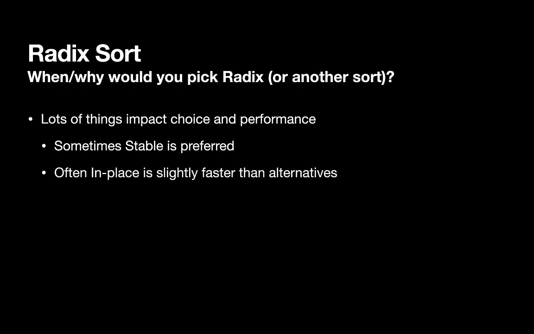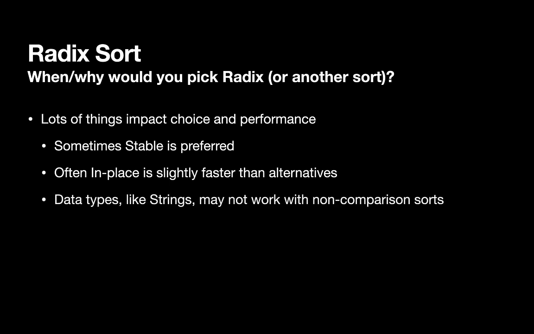Oftentimes, in-place sorts are slightly faster than alternatives. Radix sort isn't an in-place sort, or at least not the variation we've looked at, and some sorts just cannot possibly be done in place. In place basically means that you're shuffling things around in their original data structure, and typically not using any additional storage, or not using more than a constant amount of additional storage. Sometimes you're limited based on data type. If you want to sort strings, some of these non-comparison sorts just do not work, or at least don't work well with strings.